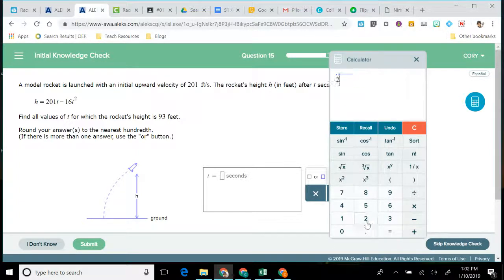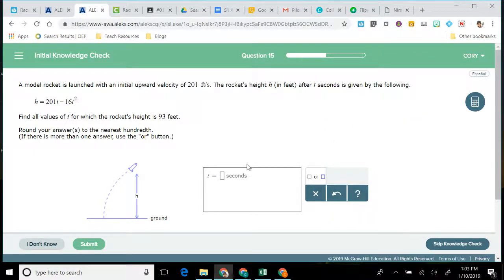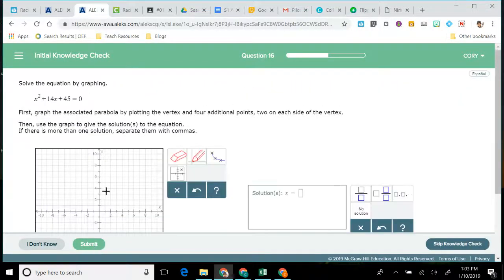And then negative 201 minus 185.6 is the same as adding, but making them negative. So this number is negative 386.6 divided by negative 32. Knowing that these are both negative, I get 12.08. Those are my two answers. So 0.48 seconds or 12.08 seconds. That is when the rocket will reach that height, because rockets obviously fly up and then come back down. We're halfway done.